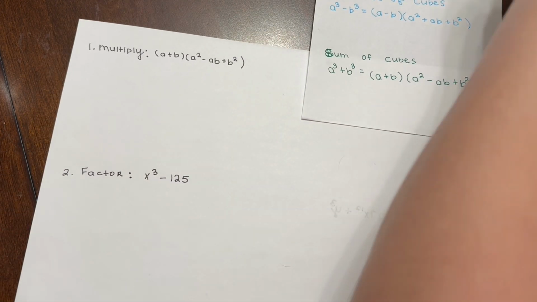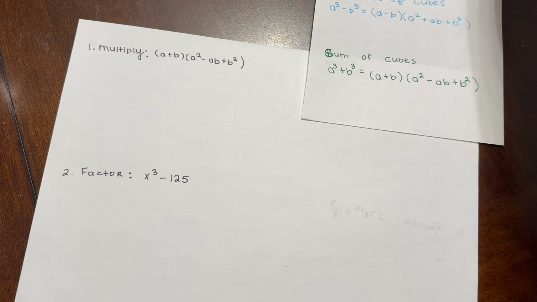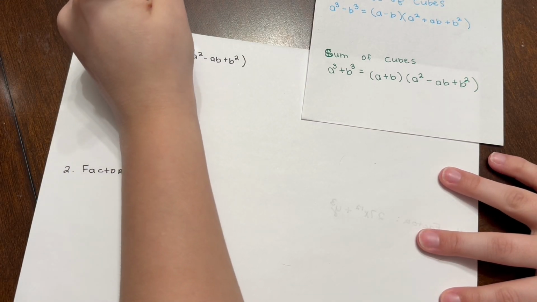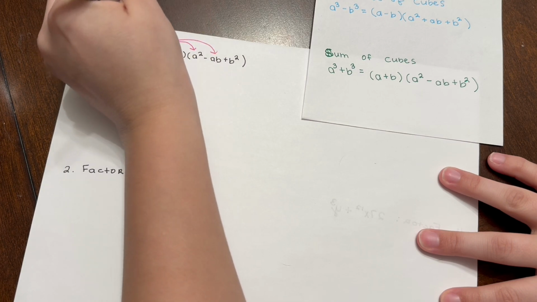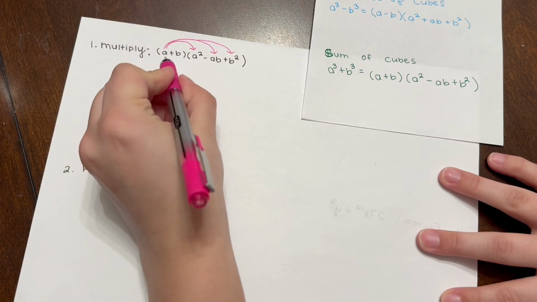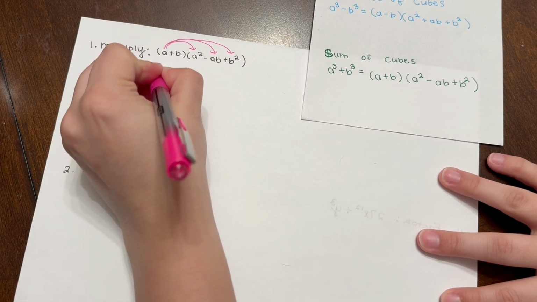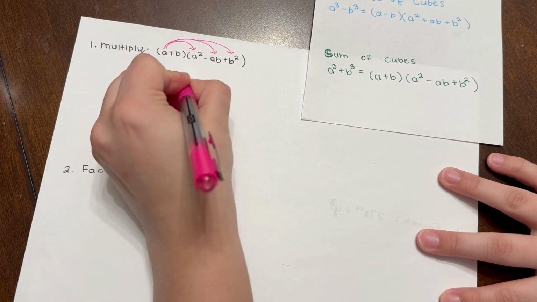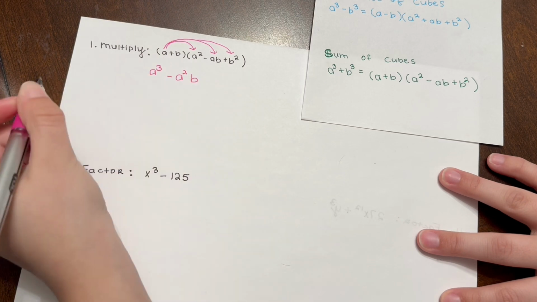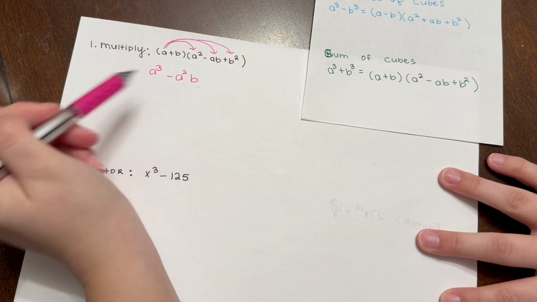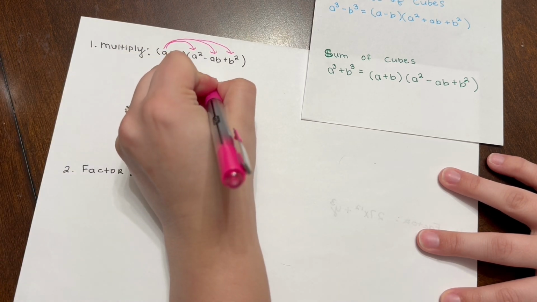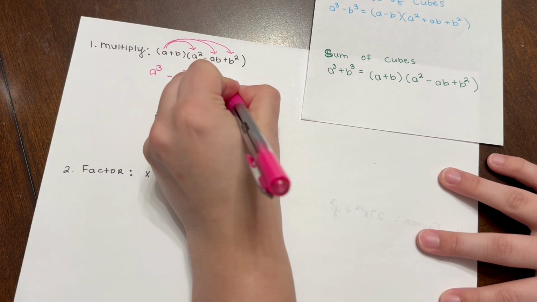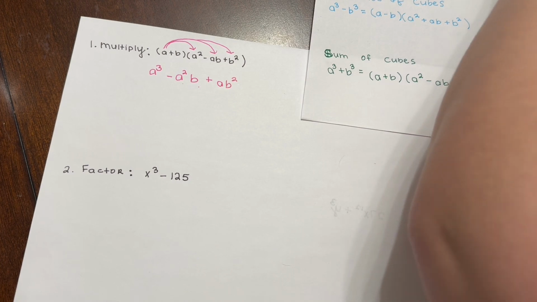So we talked about multiplying yesterday. We're going to distribute everything in the first set of parentheses to everything in the second set. So I'm going to just start with distributing a. All right, a times a squared is a cubed. Minus, we have a squared b, because a times a gives you a squared, then you have the b, plus a b squared. Looks a little funky, but it's all right.